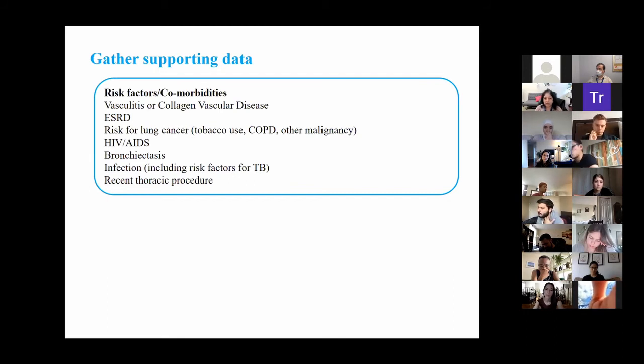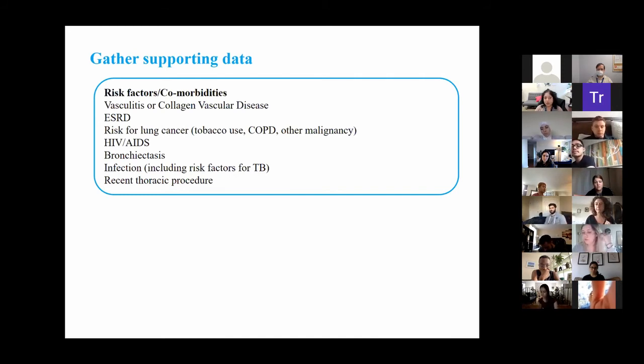I didn't give any real history for this patient, but you just want to run through and make sure you're not missing any risk factors or comorbidities that might make you think of other diseases, right? So vasculitis, collagen vascular disease, those are things that can lead to both cavitary disease in some cases, like ankylosing, but also to alveolar hemorrhage. So diffuse alveolar hemorrhage, which you can see in lupus and some of the other collagen vascular diseases.